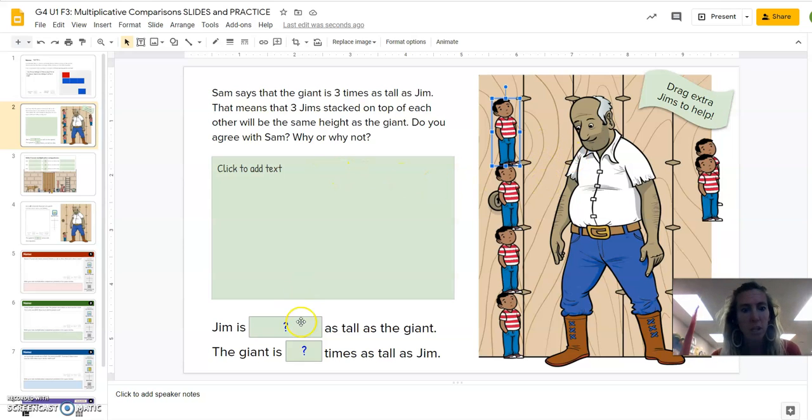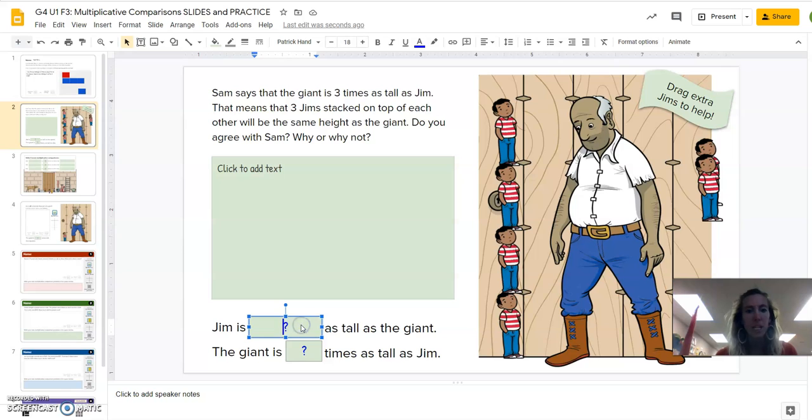as Jim. So Jim is what? Jim is as tall as the giant. Is he 4 times as tall as the giant? No. He is a 4th as tall as the giant. The giant is what? 4 times as tall as Jim.